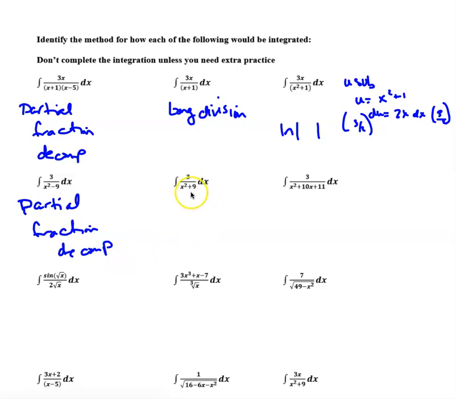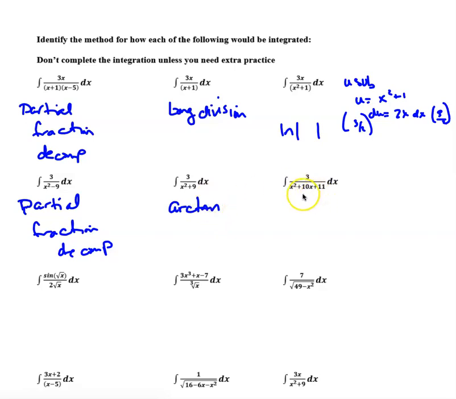And then this next one, we cannot factor the denominator because it's a sum of squares, but the derivative of x squared plus 9 is not seen in the numerator. So this one will be arctan. So you're going to use integration using inverse trig functions here to make this go to some version of arctan.